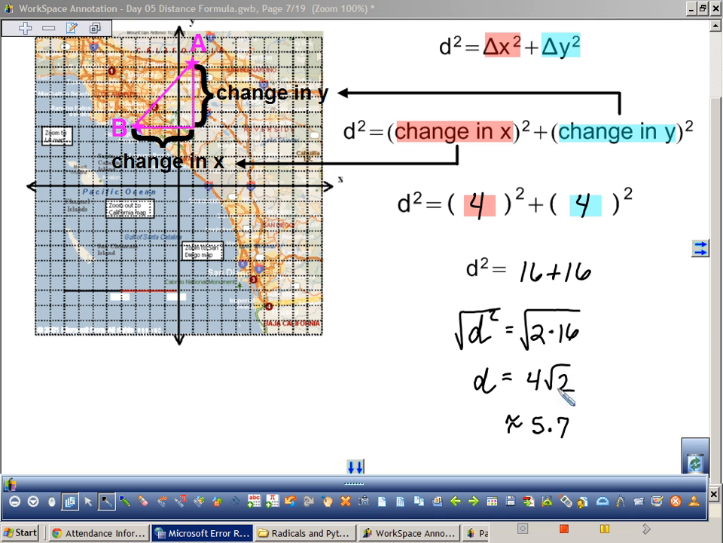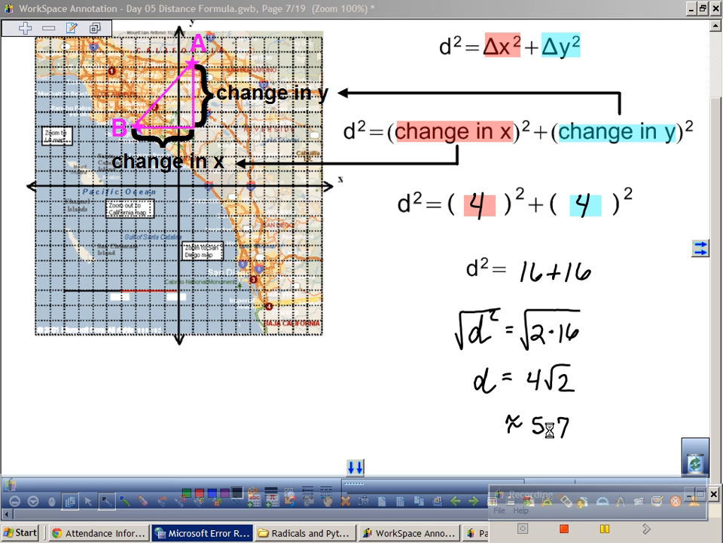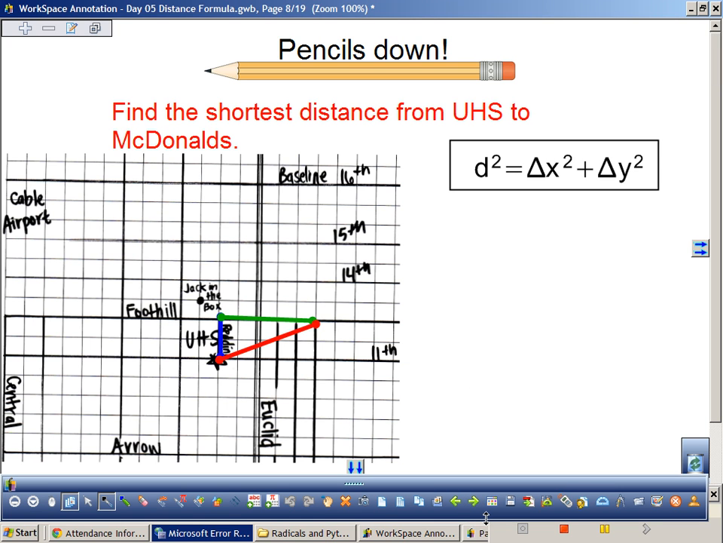Well, which one's the answer? They both are. This is the exact answer. This is the approximated answer. Which one do you want? Like, both. I want both. Good question. Okay, let's look at some more.